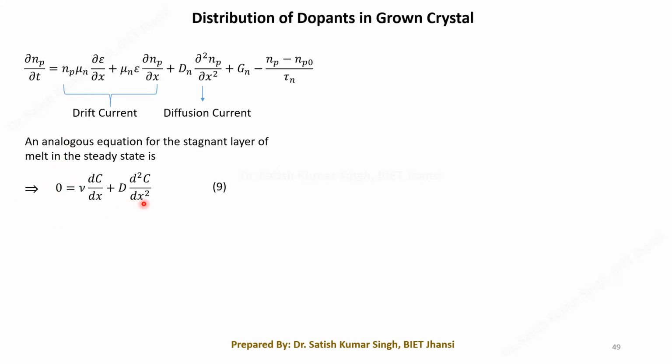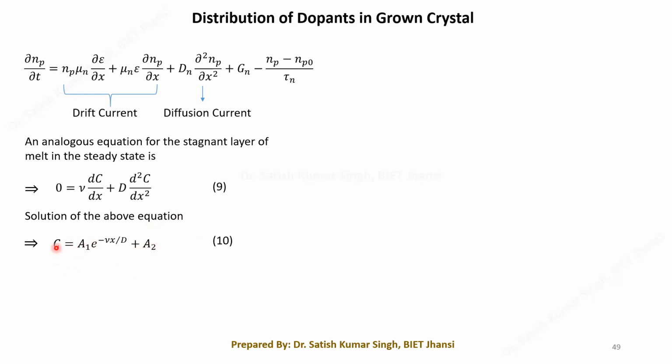So now when we have this particular equation, which is a second order differential equation, we can solve it and get the solution like this. Getting this type of solution is very simple. C equals a1 e to the power minus nu x upon d plus a2. This equation we are going to get. After getting this equation, we need to find the coefficients a1 and a2. These constants we need to find out.